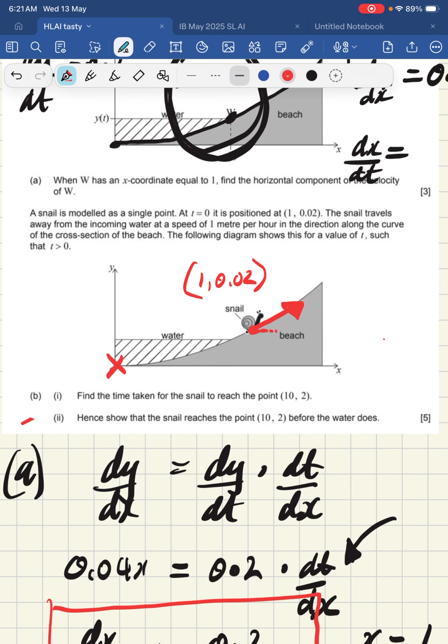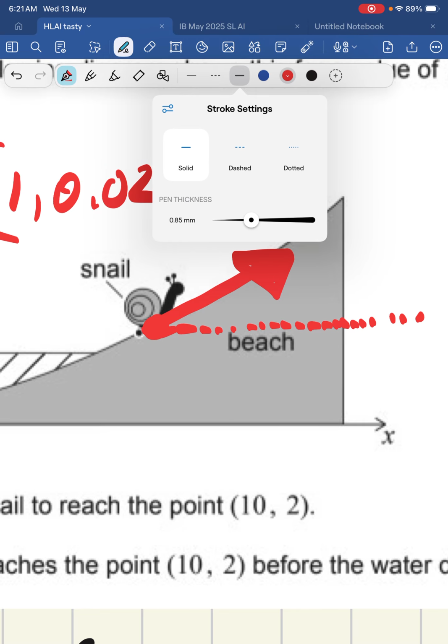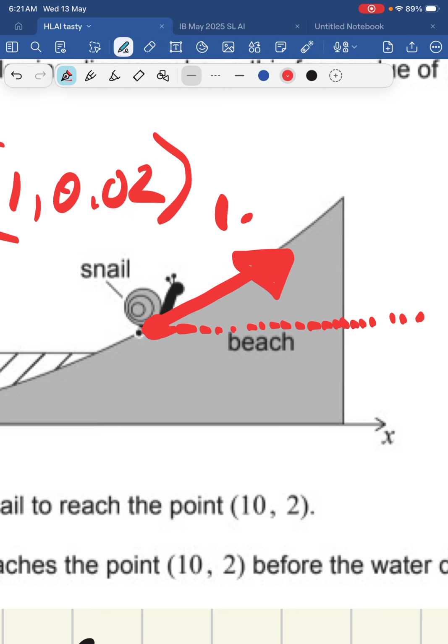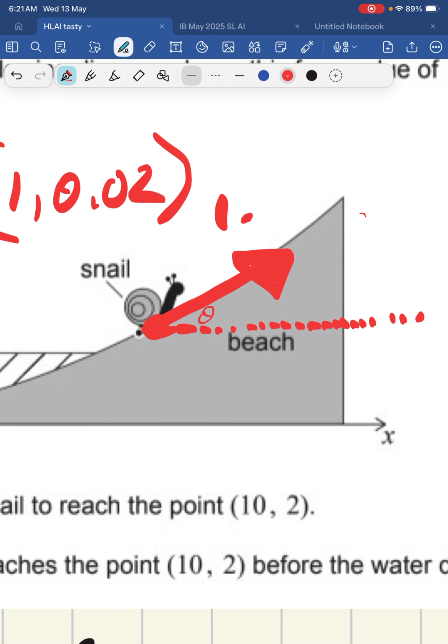So on this picture here, the speed of 1 here is at an angle of theta. Let me just make that a little bit thinner. So this is an angle of theta here with the slope, and that's what it's always doing. And further up, right, obviously there's an increasing angle.